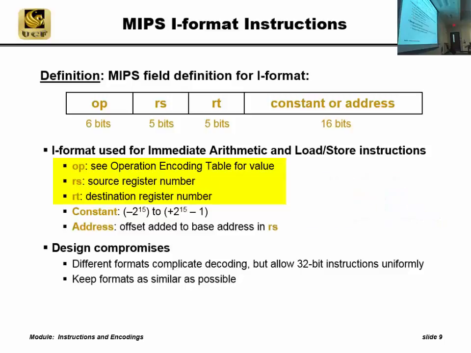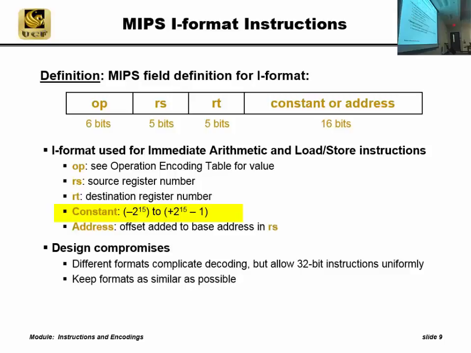One destination, one source, and one constant. This is a little bit tricky. RS is usually the source. T is after S. If you don't have another register, it's got to be the destination because everything else is a constant.